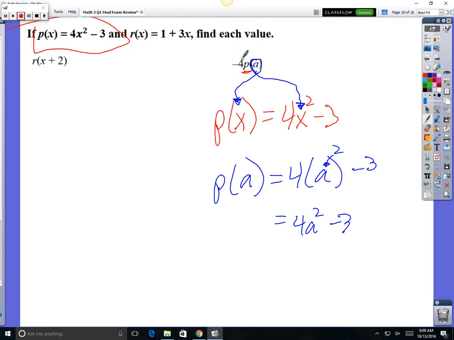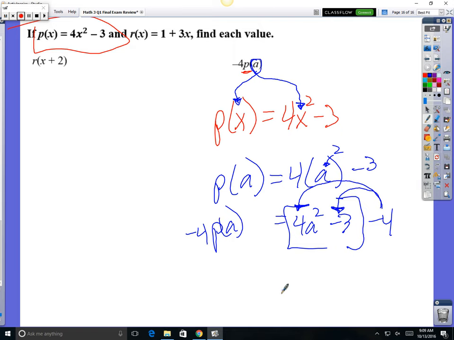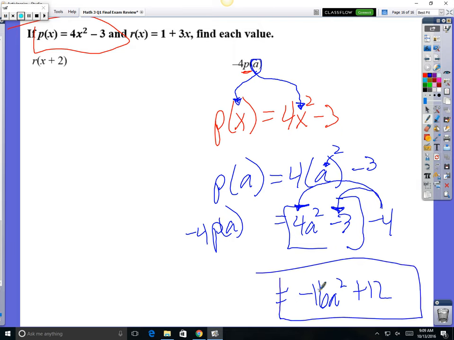Okay, now after you do that, you've got to times it by a negative 4. So now you've got to do a negative 4 times what you just got. So I'm going to times this by a negative 4. If you times this by a negative 4, you've got to distribute it. So you should end up with a negative 16a squared, and a negative 4 times negative 3 is a plus 12. That is what you should end up with after you plug a in, then times it all by negative 4.